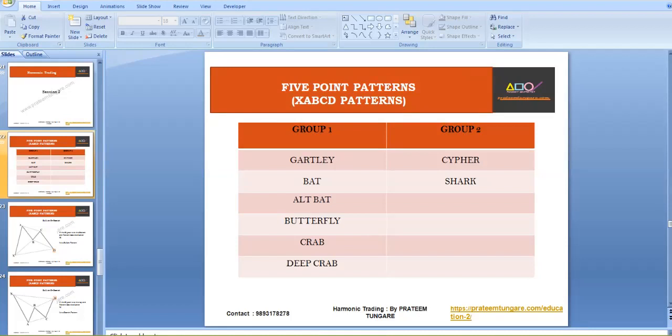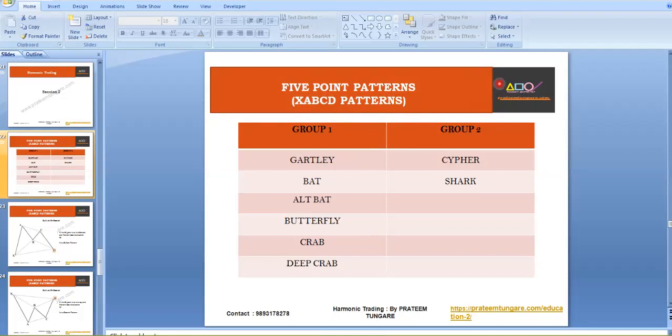From today, we will be starting our 5-point patterns, that is the XABCD patterns. Now, once we have learned the ABCD patterns, drawing the 5-point patterns would be very easy for you people.